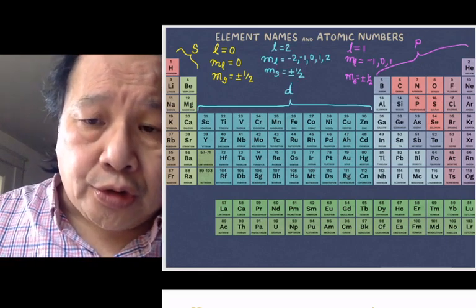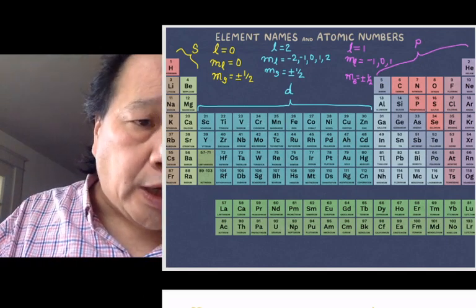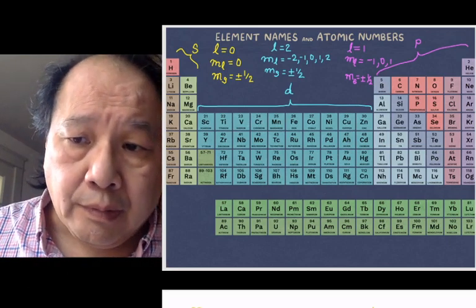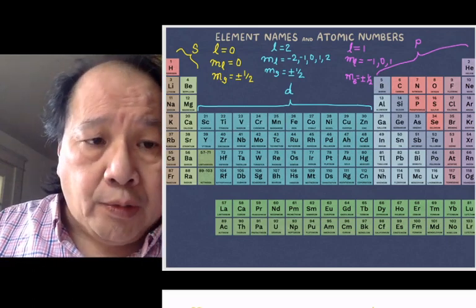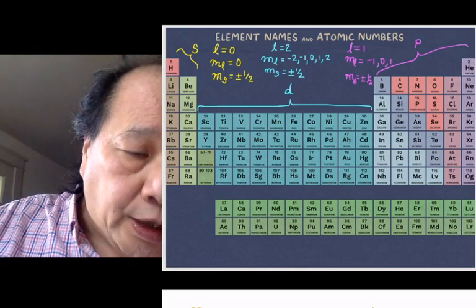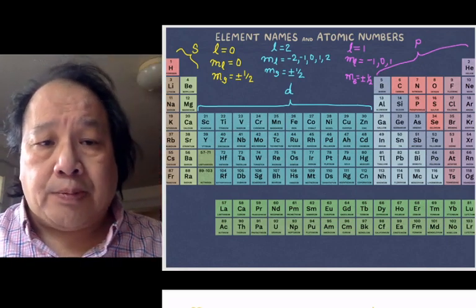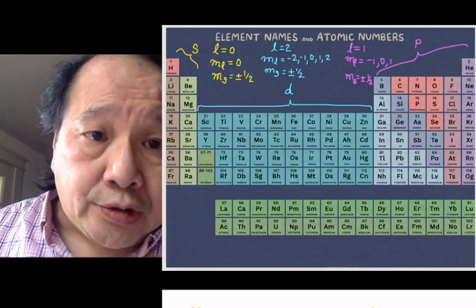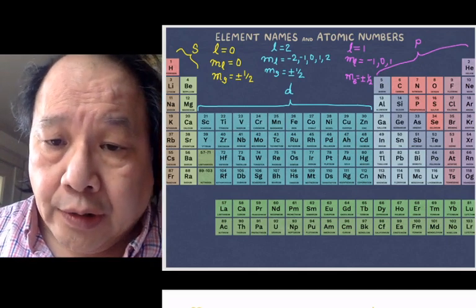D is L equals 2, ML equals -2, -1, 0, 1, 2, MS equals plus or minus 1/2. Put into chat, how many possibilities are there for D? Remember, for the P, it was 3 ML values. Then half would be MS is plus 1/2, half was equal to minus 1/2. That gave us 6. So how many possibilities are there for D? There are 5 ML values, and then MS can be plus 1/2 or minus 1/2. That's 10. And how many columns are there?